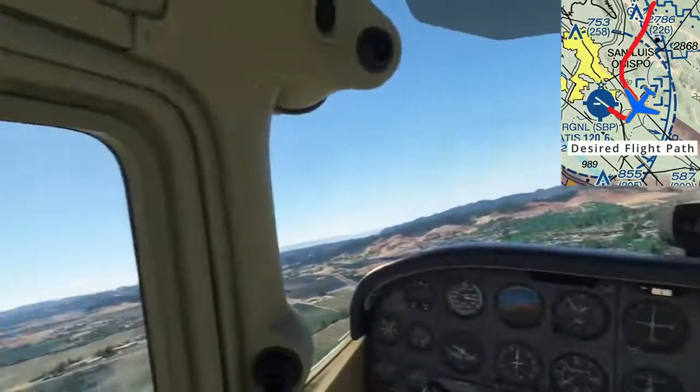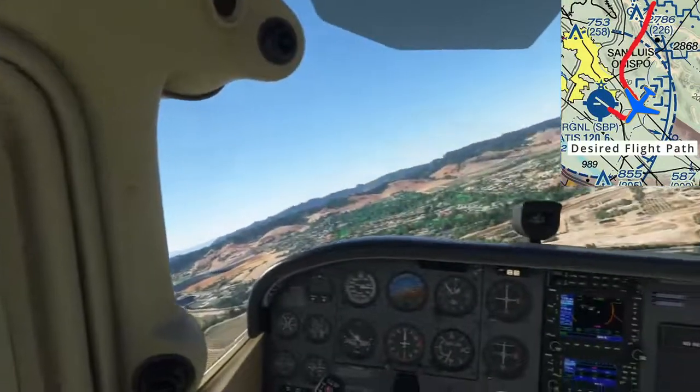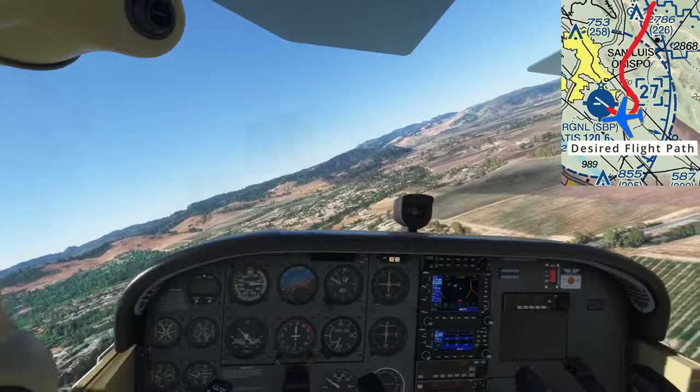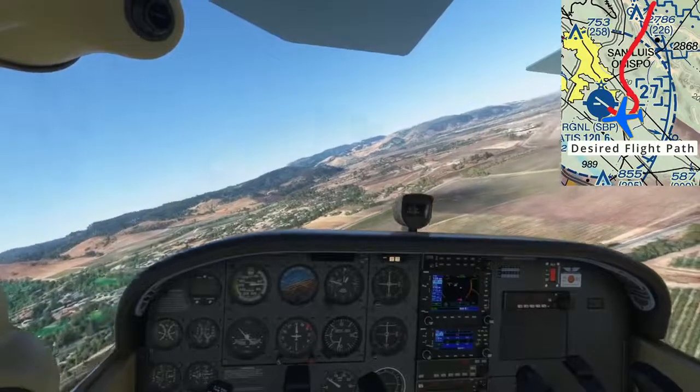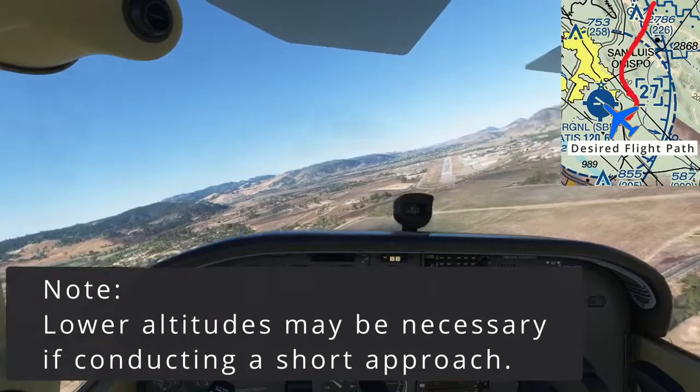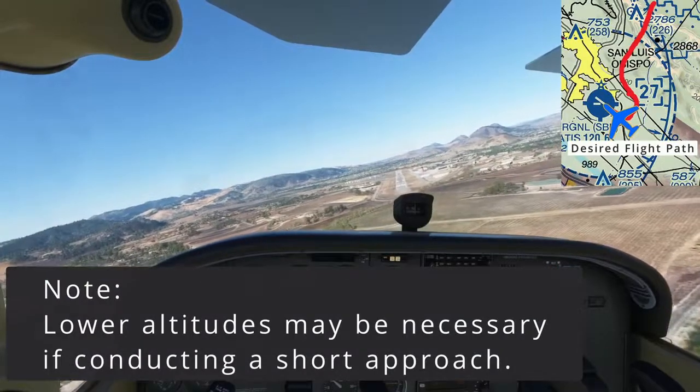Timing your turn from base to final may take some practice and could vary based upon winds aloft, but over time, you'll get a good feel of when to begin your turn to final. As I enter the final leg, ideally I want to be at least 500 feet above ground level. This gives you a fighting chance to make the runway should you lose your engine.